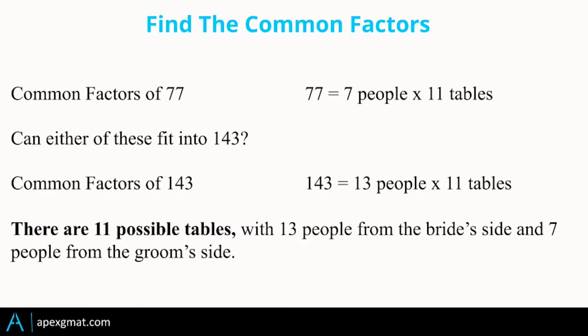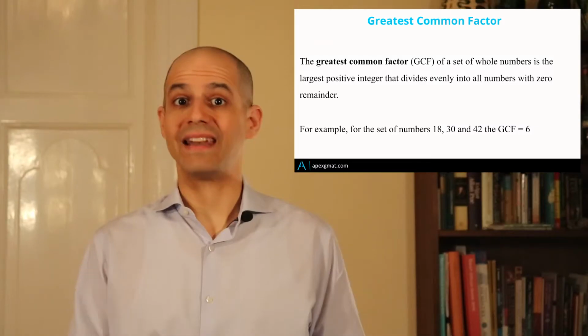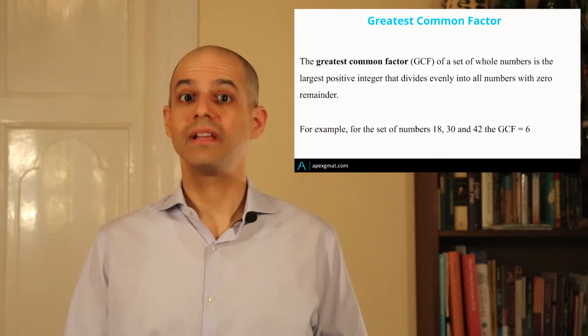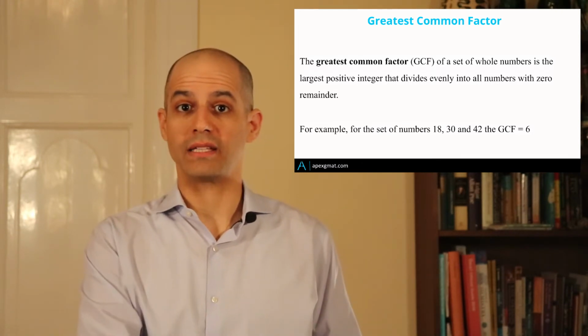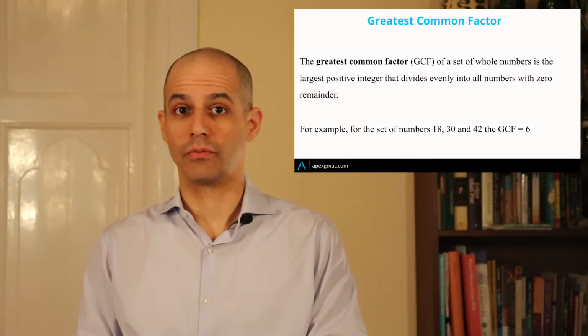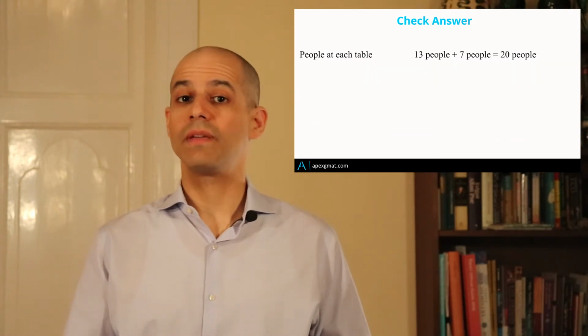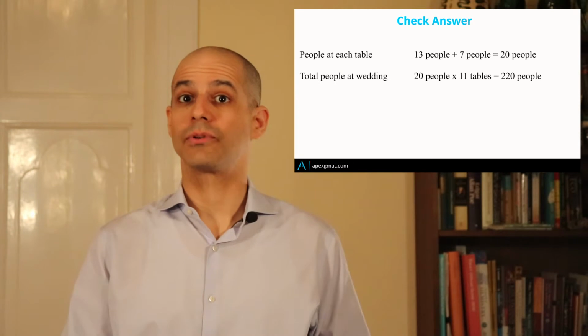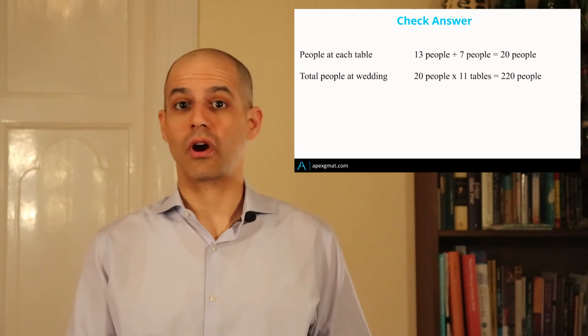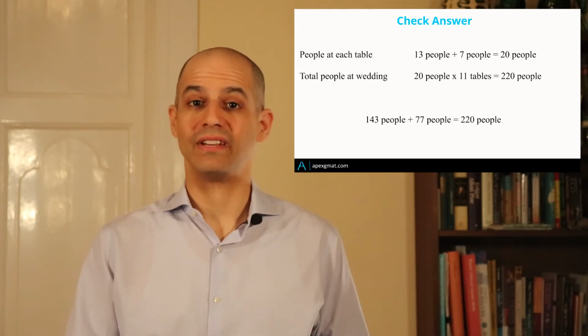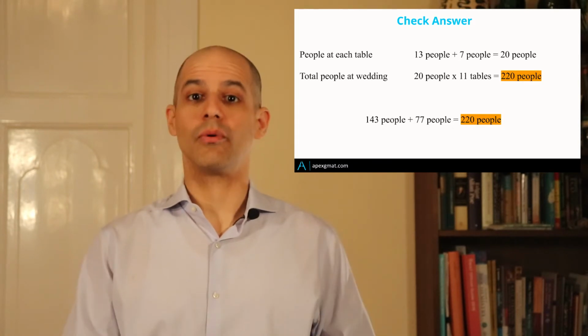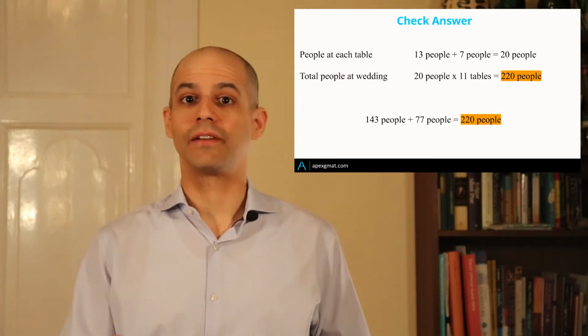Which means that there are 11 possible tables. That is, the maximum number of tables is 11. Each one has 13 people from the bride's side and 7 people from the groom's side. 13 plus 7, there's 20 people at each table, times the 11 tables is 220, and we can back check our math. 143 plus 77 is 220. We don't need to go that far, but that might help deliver some comfort to this method. So in reality, this is a very creative, clever way the GMAT is asking us for a greatest common factor.